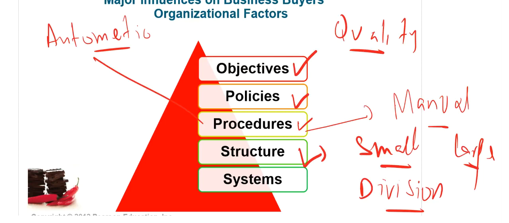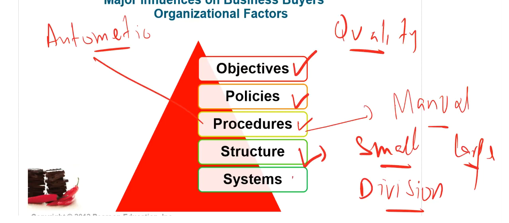So the structure of the organization, small or large, or divisional structure or departmental structure or functional structure, or an organization with one or two products, or an organization with more than a dozen products, will definitely have different decision making, and they will definitely have different procedures to perform the duties. And this is the structure which influences the decision of the organization.